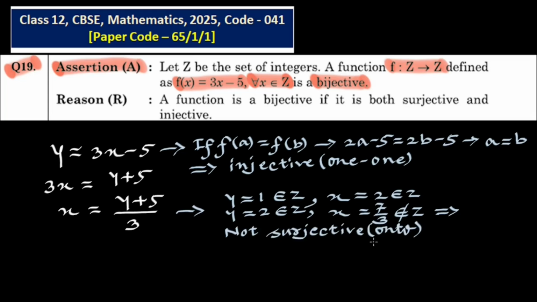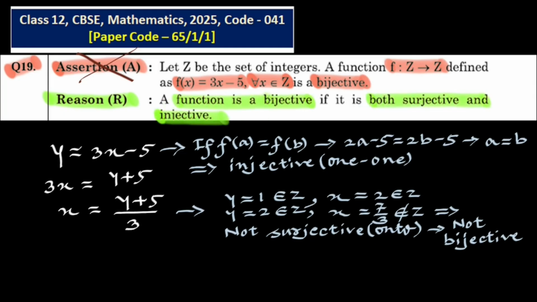Therefore, this is not bijective. So assertion A is wrong. Now talking about the reason, a function is bijective if it is both surjective and injective, which is true. That means both injective, one-one, and surjective, onto. So here option C is correct, which says assertion is false but reason is true.